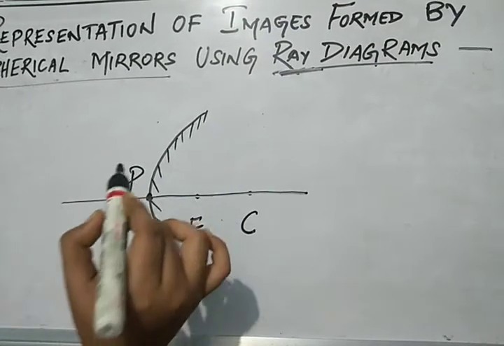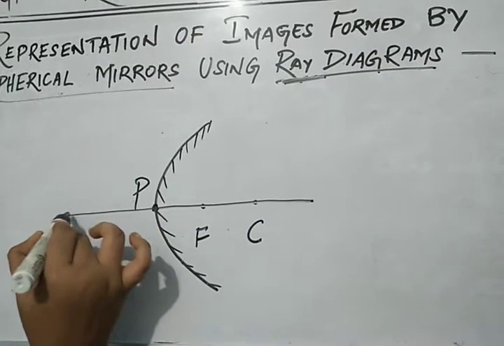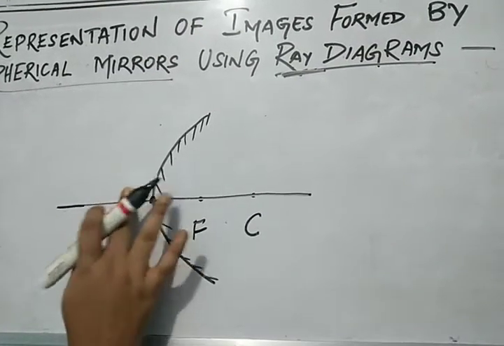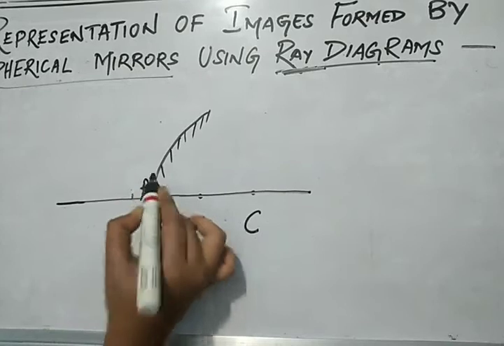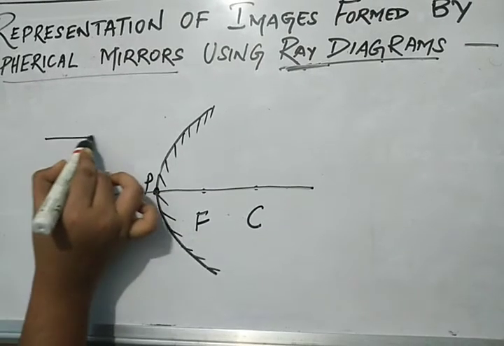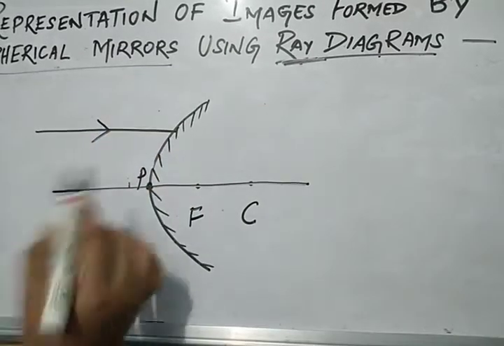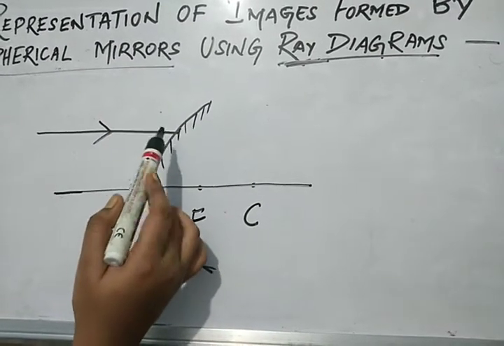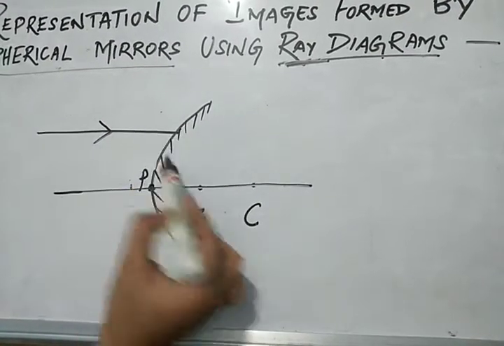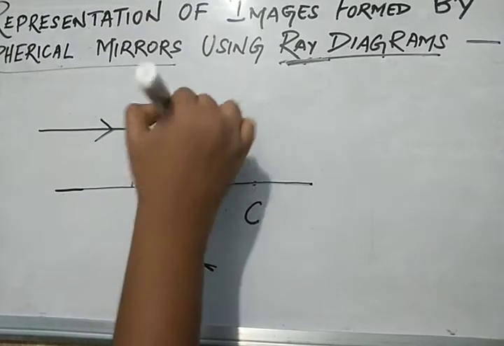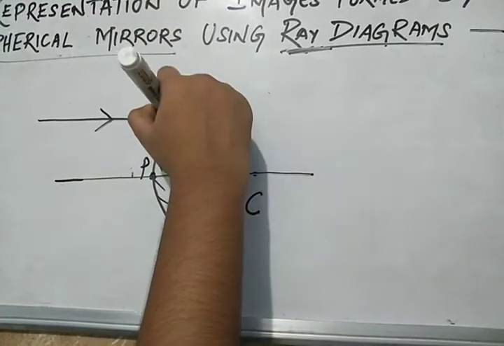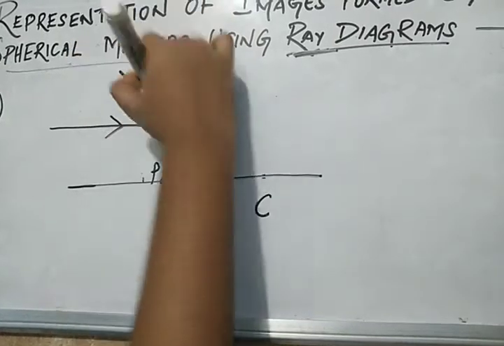Now a ray which is parallel to the principal axis. Okay, a ray which is parallel to the principal axis is incident on this convex mirror, and then it gets reflected back like this.